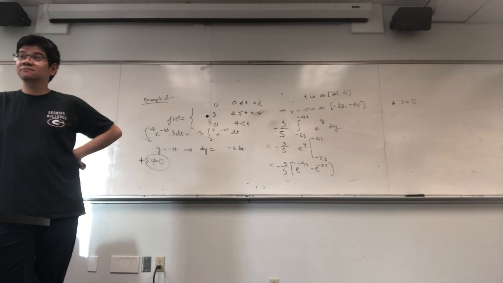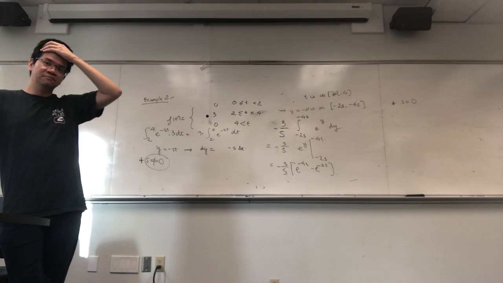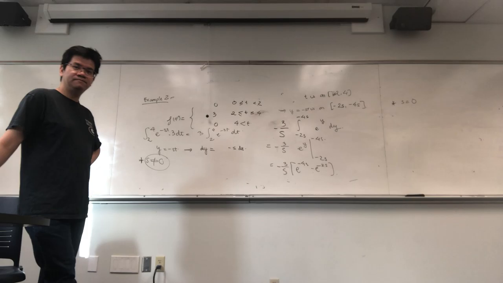What happened to this integral when s is 0? When s is equal to 0, it will be e to the 0 inside our integral, which means it will be 3 times 4 minus 2, which is 6.